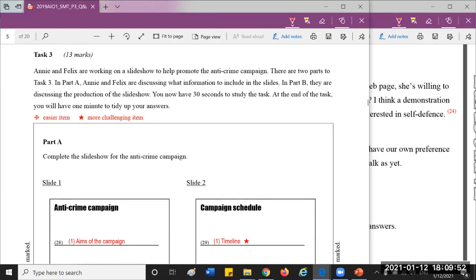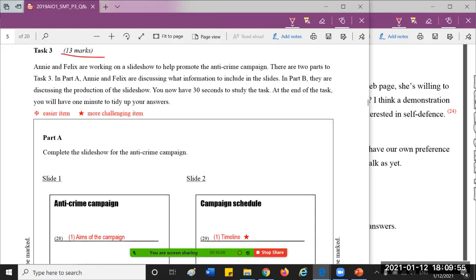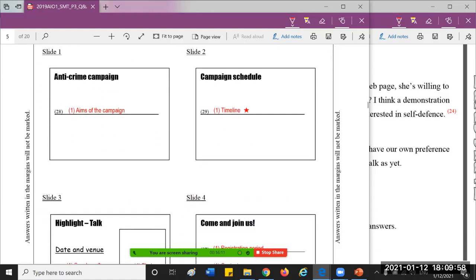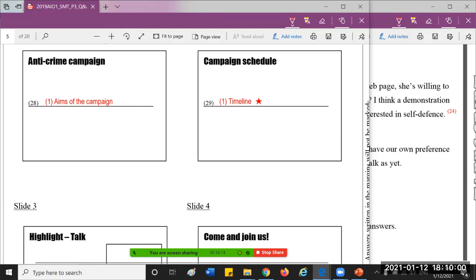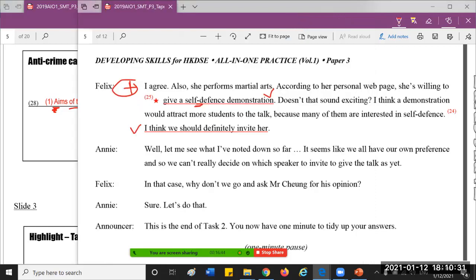All right, for task 3, it's 13 points. Let's have a look at the slideshow. For slide 1, let me zoom in. Okay, anti-crime campaign, we've got aims of the campaign, and you start with a capital letter because that's what PowerPoints are like most of the time. Of the campaign, all these words have to be there. Anti-crime campaign, aims of the campaign, schedule. Okay, it's talking about the timeline, capital letter here, timeline, one word. Give yourself a tick. All right, let's go to the tape script and see why the answer is like that.